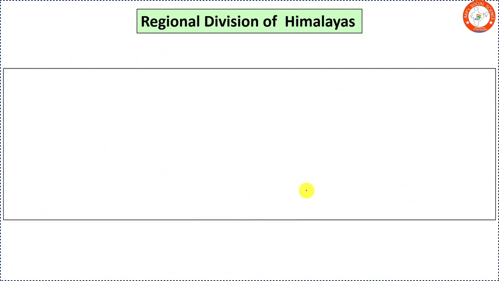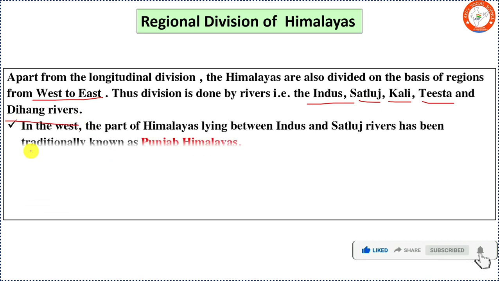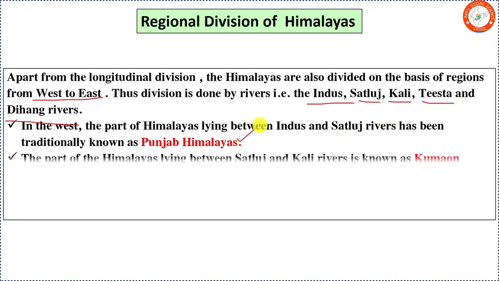Regional divisions of Himalaya we see now. Apart from the longitudinal division, the Himalayas are also divided on the basis of regions from west to east. This division is done by rivers: Indus, Satluj, Kali, Tista and Dihang. In the west, the part of Himalaya lying between Indus and Satluj river has been traditionally known as Punjab Himalayas.